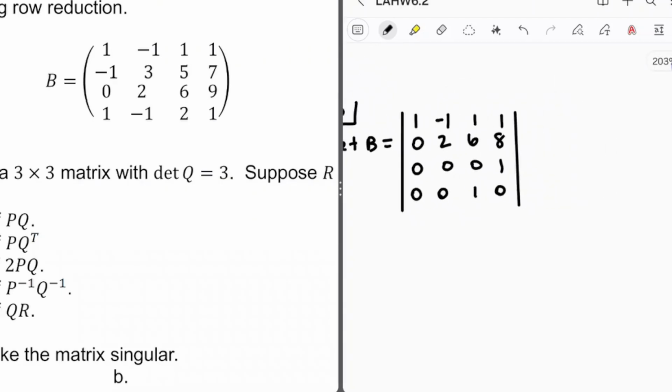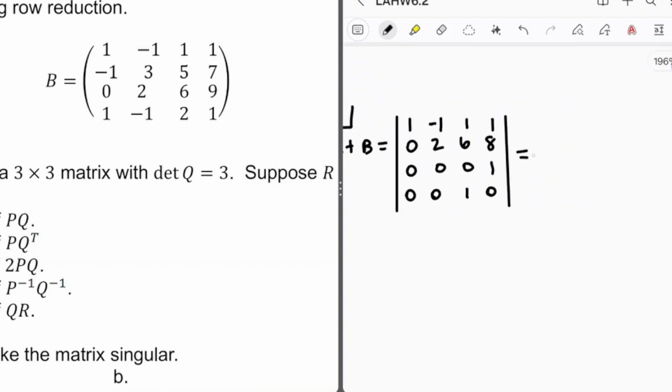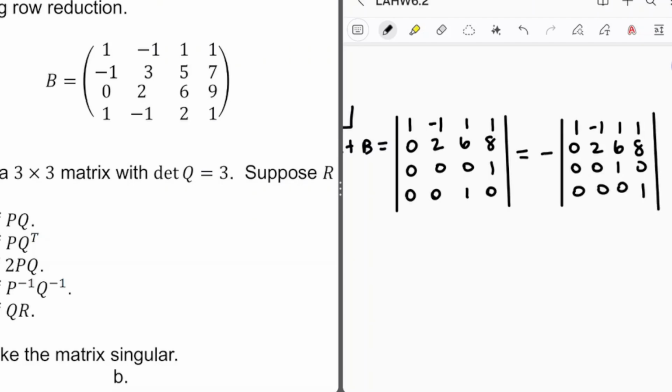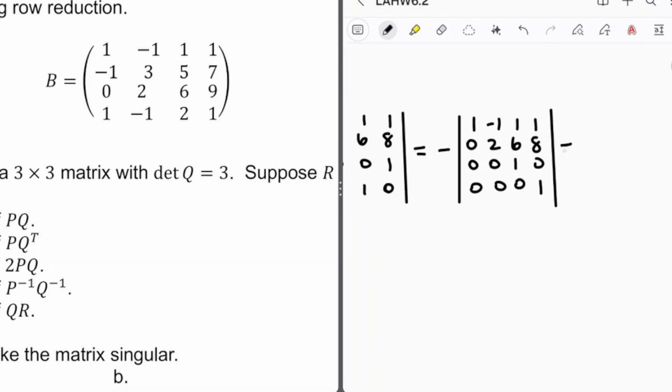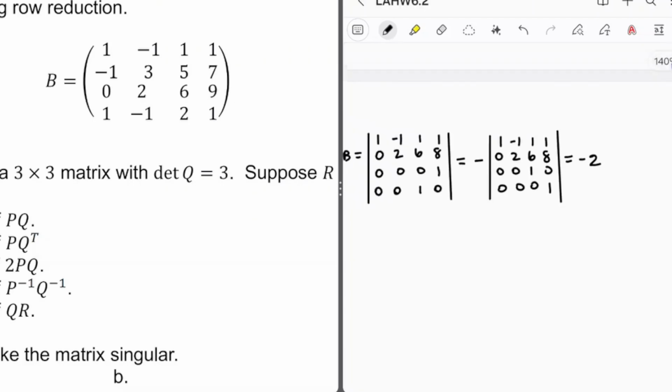And so if I do a row swap, that would make the determinant negative, so it would be the negative of the determinant of 1, negative 1, 1, 1, 0, 2, 6, 8, 0, 0, 1, 0, 0, 0, 0, 1. This is triangular. I could take the determinant by multiplying down the diagonal. That determinant would be 2. Our determinant is negative 2.